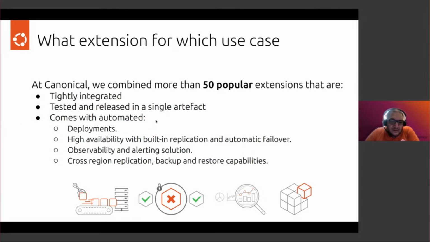Of course, our artifact is not only about pre-packaged extensions, but it is also about automated deployment, automated high availability with built-in replication and automatic failover. Our solution also comes with a full observability solution based on Prometheus and Grafana, and we can also help you automate cross-region replication, backup, and restore so that you are ready to meet your disaster recovery and business continuity requirements.